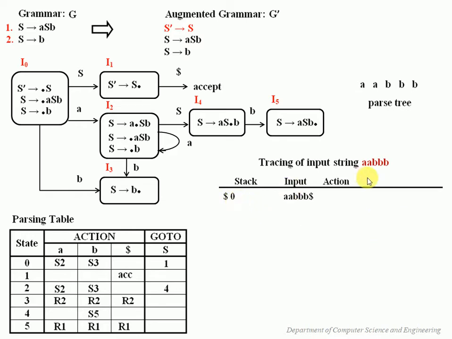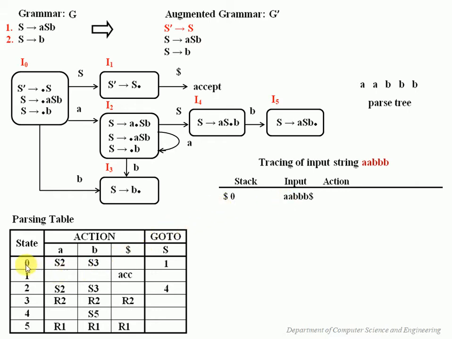What is the action that needs to be performed if you have such a thing in the stack and you have this input? Input means you are going from left to right. So the scanning will be done from left to right as usual. You need to consider the top of the stack as well as the current input. The current input is the leftmost terminal, and on top of the stack here it is 0. So you need to check in the parsing table, state 0 on input A, what to do. That action has to be taken from here.